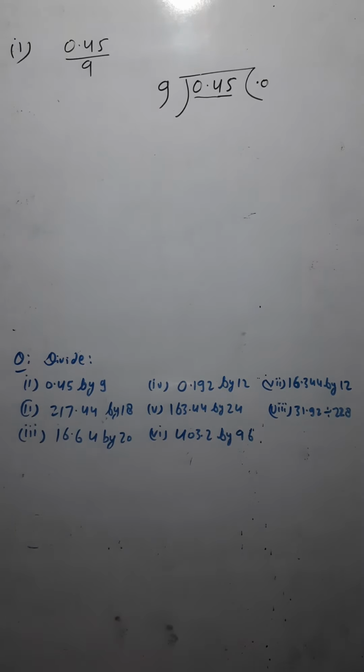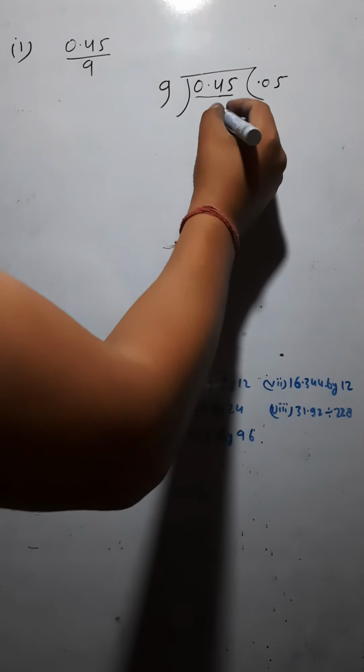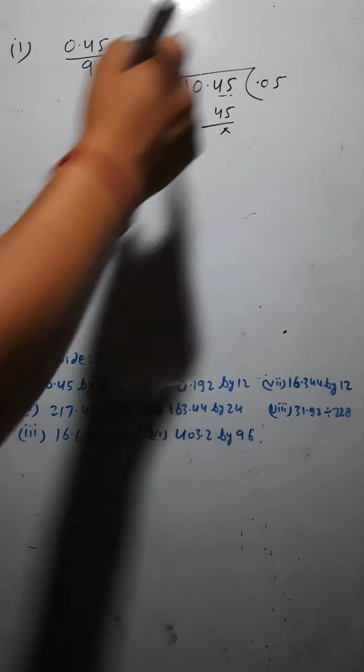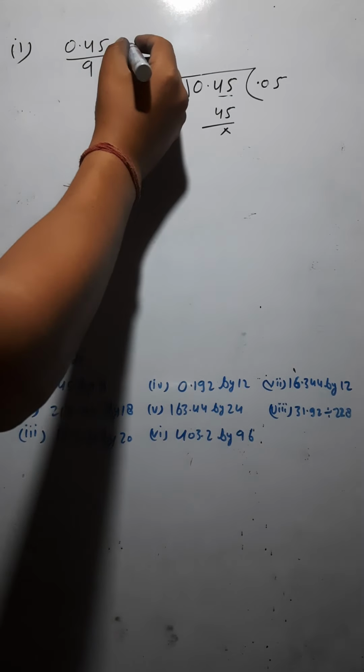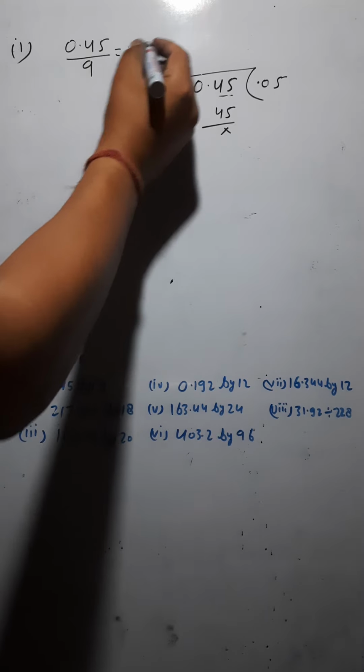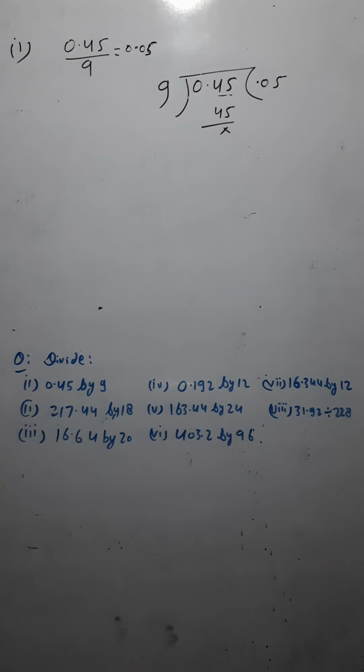Now this 45. Now divide this 45 by 9. How many times will it go? 9 5s are 45. So the answer would be 0. Remainder would be 0. So the answer is 0.05. How much is the answer? 0.05. Or you can write it as 0.05. Both are the same, isn't it?